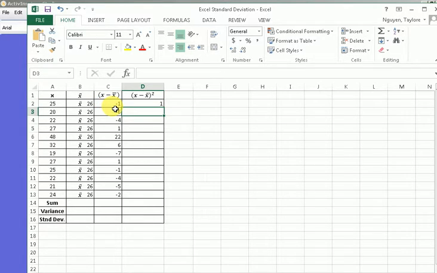Well, that makes sense. -1 squared is 1, right? And then I wanted to apply that throughout all of them. So now I'm just going to drag and drop.